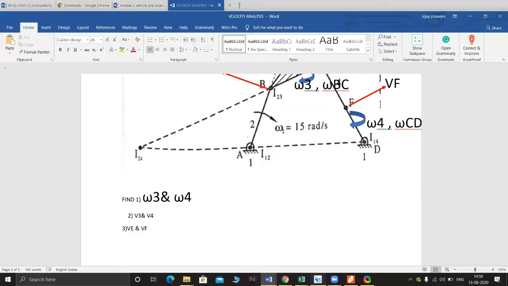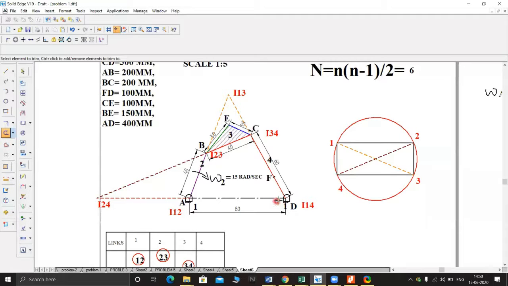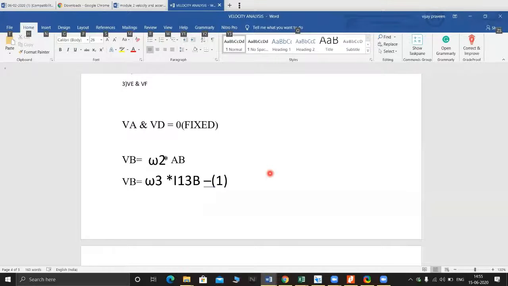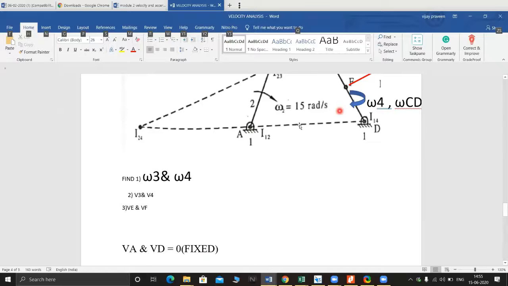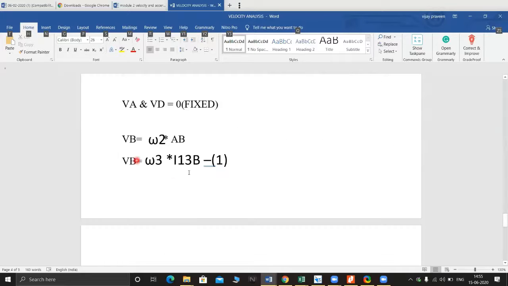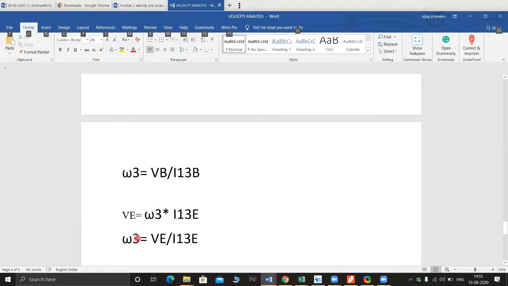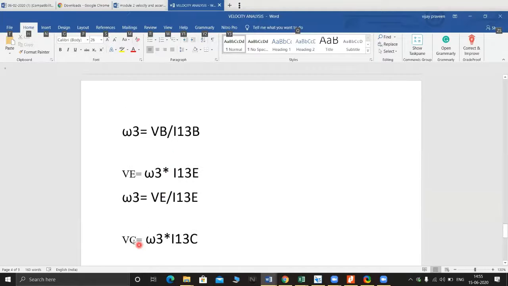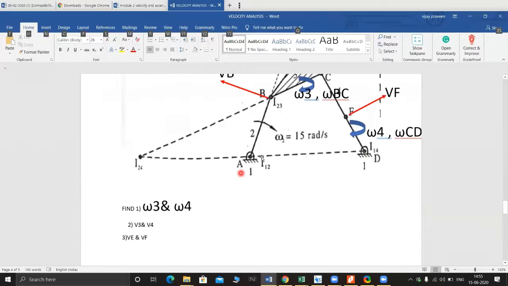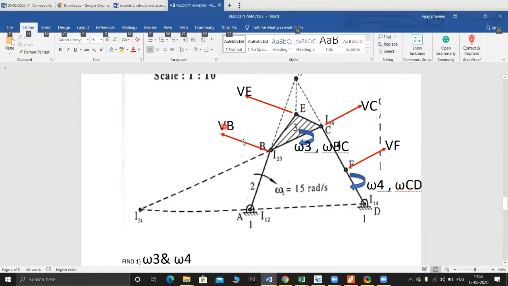Let me take the construction now. One more thing: if you want omega 3, either we should know VB, or VE, or VC. Only by these ways can we find the velocity. Either VC should be known, or VE, or VB.